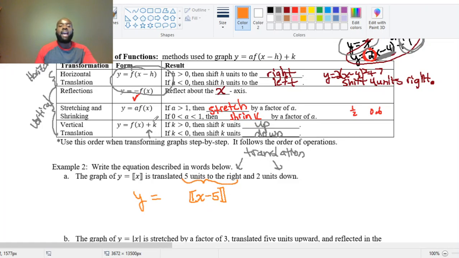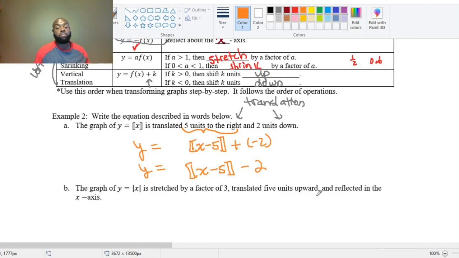And then 2 units down, all right, so I'm going to add k. When k is greater than 0, we shift up. If k is less than 0, we shift down. So I'll add a -2. And if you don't want to write plus -2, we know that that's minus 2. So I have that there. So this will give me the graph that's described here.